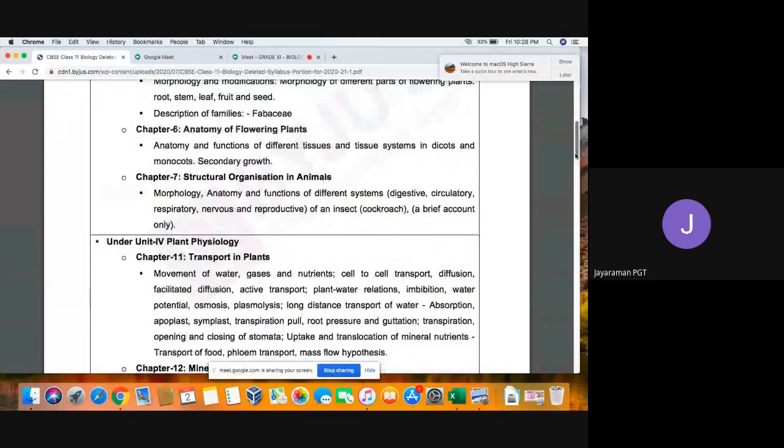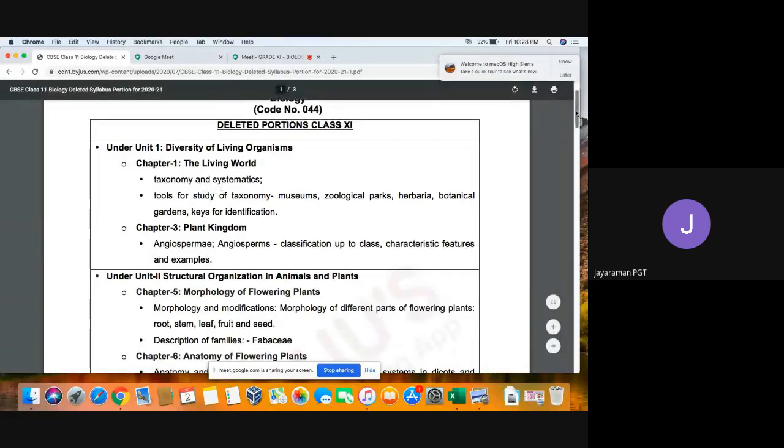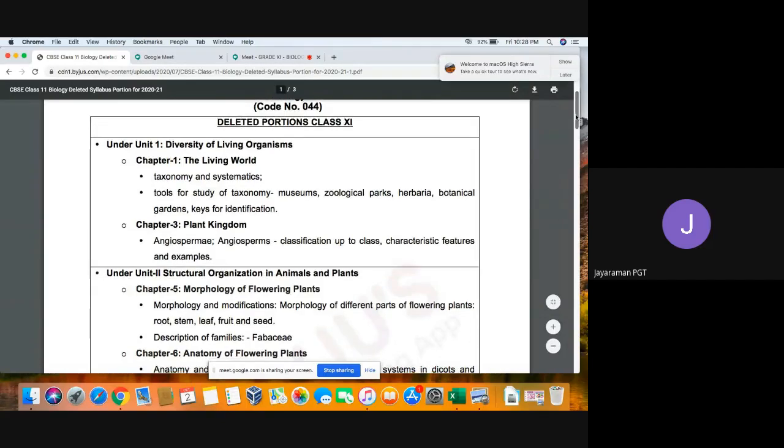If we only did classification, see, the plant kingdom we have not completed. Excluding angiosperms, we need to complete it, and the remaining is all completed. So we keep one or two chapters for later. If we complete all of diversity of living organisms, all the classification, it will be very dry and difficult to study. That is why I will try to balance plant and animal studies.